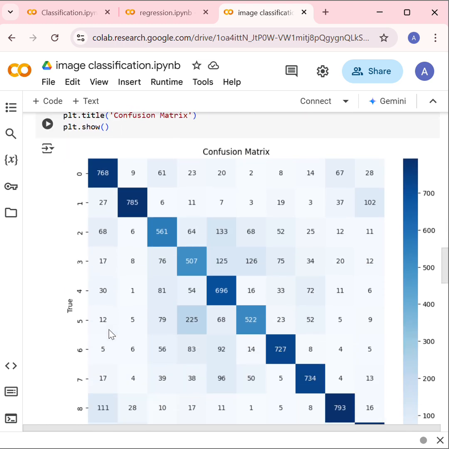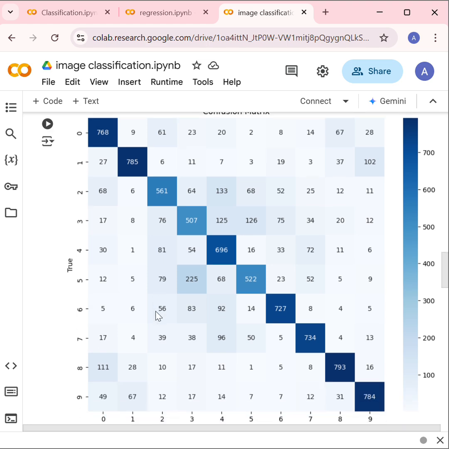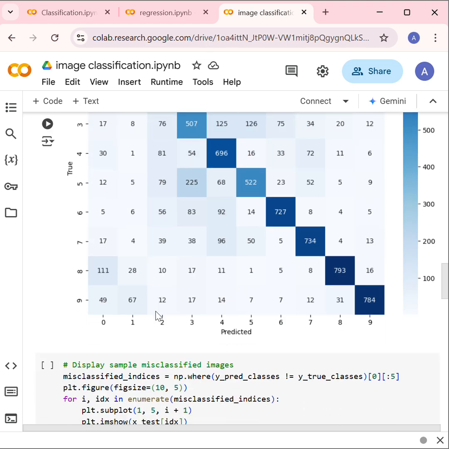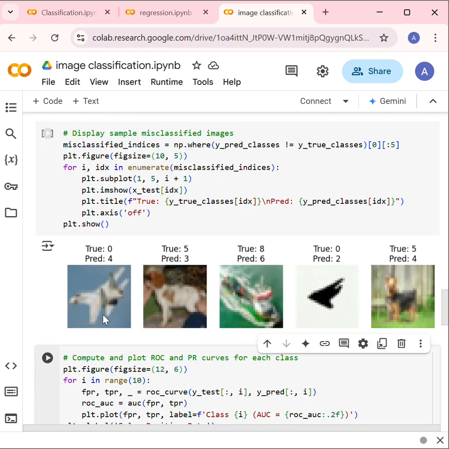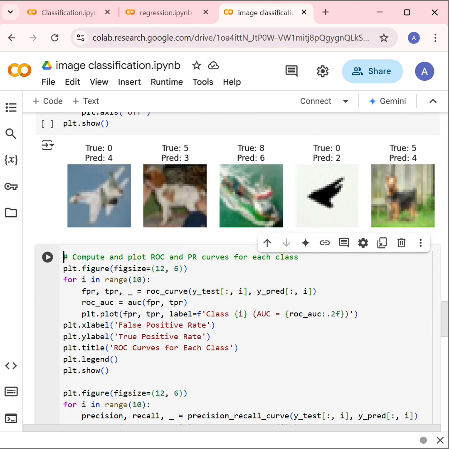From the confusion matrix, we notice that the model often confused cats and dogs. This suggests that these classes share similar features like fur and shape, making them hard to distinguish. And here we can see the misclassified images as well.